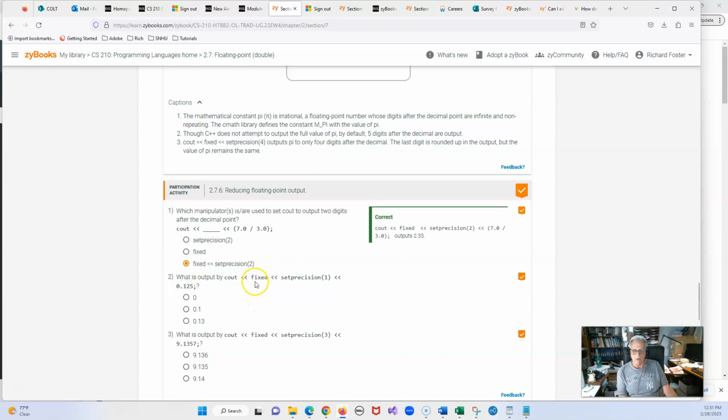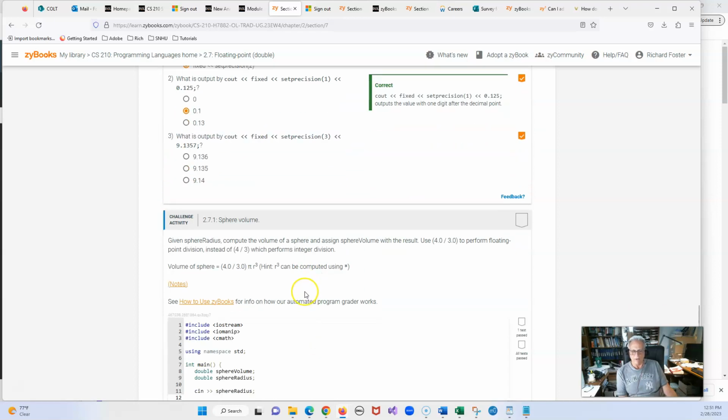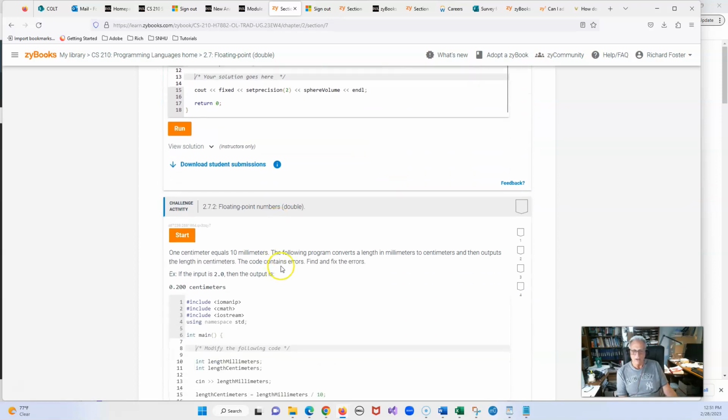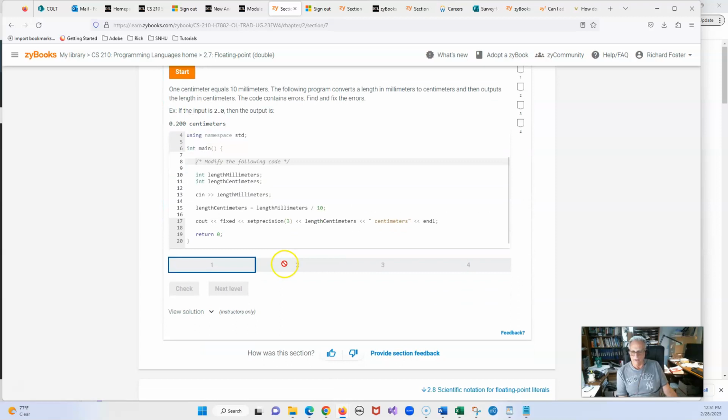And what is the output of this fixed and set precision 1? Well, this means just one decimal point after, or one thing after the decimal point, so it should be this. All right, so this takes care of this, and you can work on the rest of this on your own.